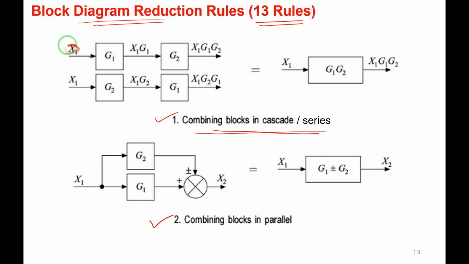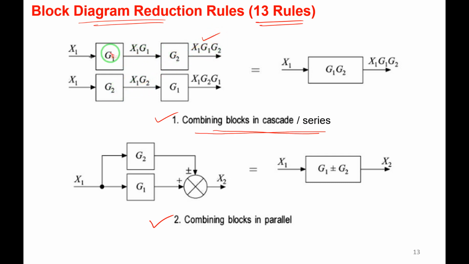The input is X1 and the output of this block 1 is X1 multiplied by G1, right? The signal that is coming into the block multiplied by the transfer function of the block, G1 into X1. Similarly, from block G2, the output is the transfer function of the block G2 multiplied by the input signal. So the final total output is X1, G1, G2, right?